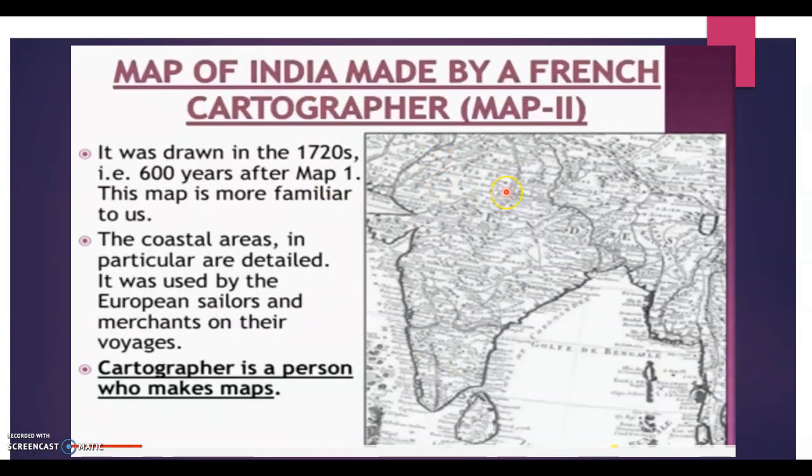Then this is the second map of India made by a French cartographer. It was drawn in the 1720s, that is 600 years after the first map, and this map is more familiar to us. The coastal areas in particular are detailed. It was used by the European sailors and merchants on their voyages.